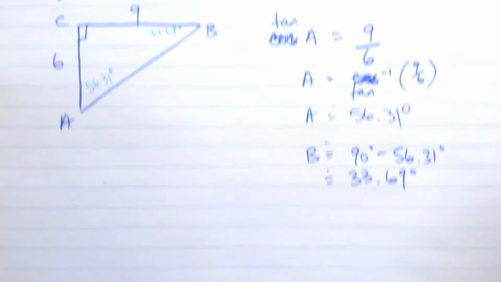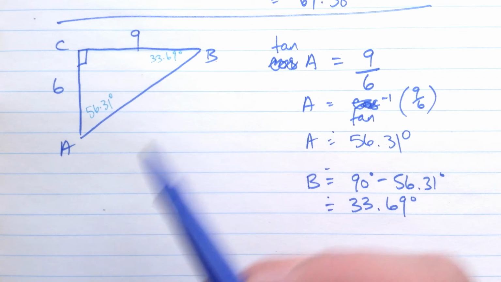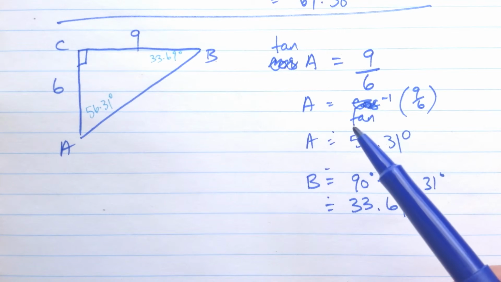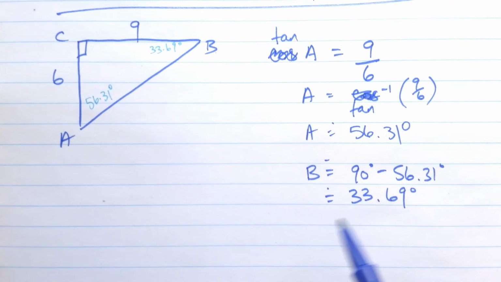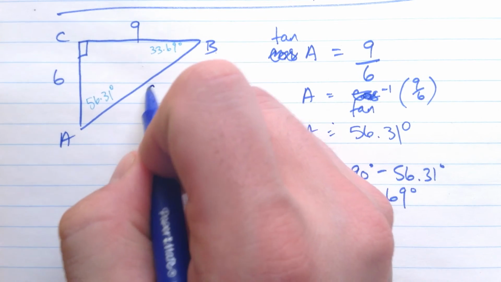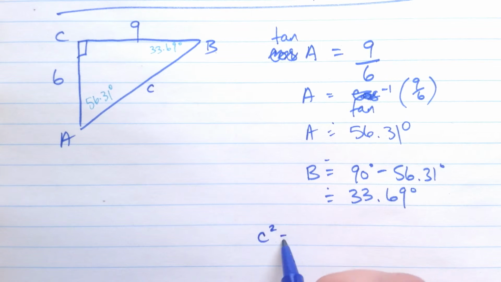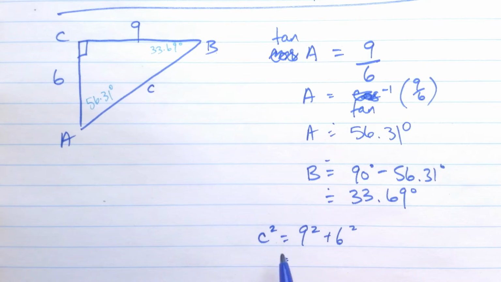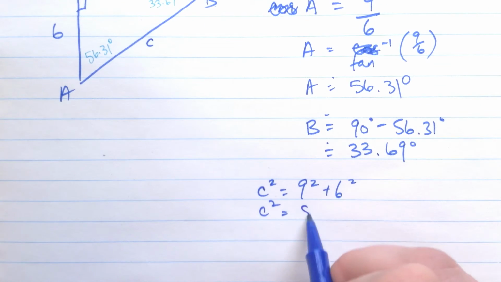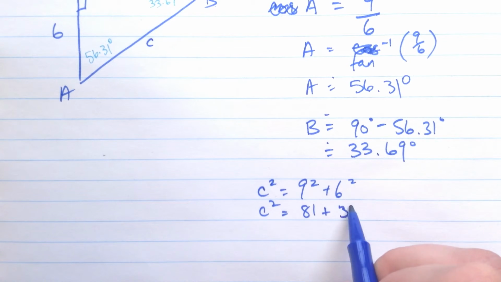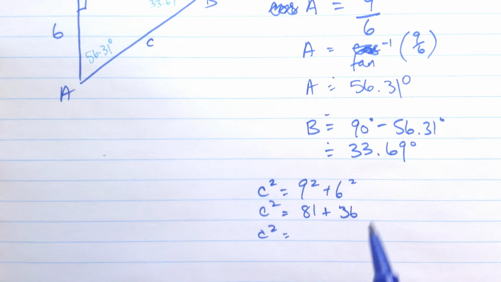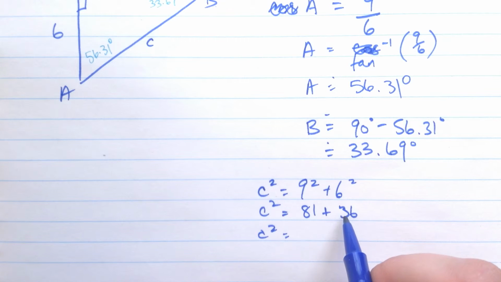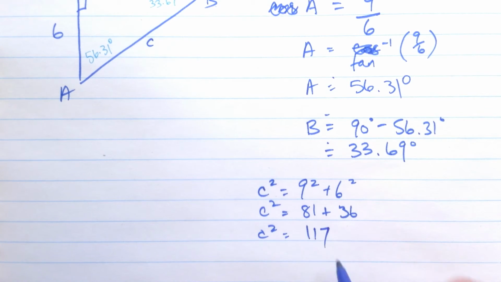We have one side left to find, and you can do that in a few ways. You can use the trig ratios if you like, or you can use the Pythagorean theorem. I like the Pythagorean theorem because we end up with a nice, pretty radical out of this. So we're going to call this side little c, and little c squared is 9 squared plus 6 squared. It's the other two sides' lengths squared. So c squared is 81 plus 36. That means it's 117.